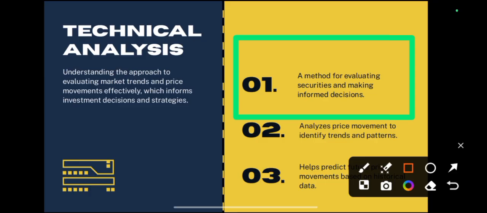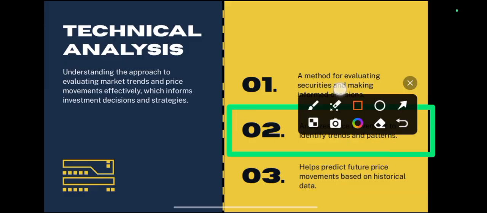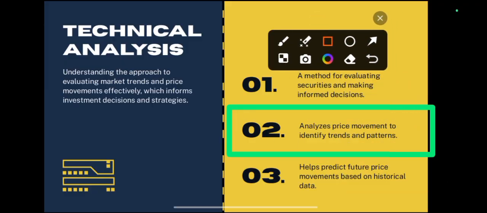And when the market is going uptrend, you are going to place a long because it's going up. But when it's going downtrend, you're going to place a short, right? Now the second one we have here is analyzing price movement to identify trends and patterns. When you analyze price movement, you'll be able to identify the trends, like the trend line I used to identify the uptrend and the downtrend, and the rectangle that I used to identify the ranging, right?